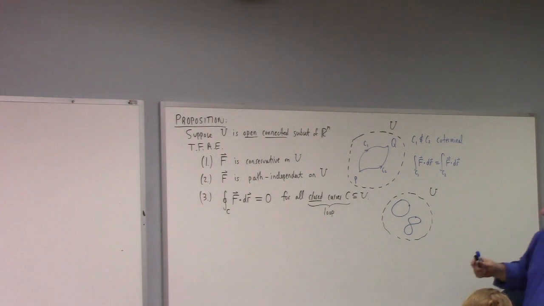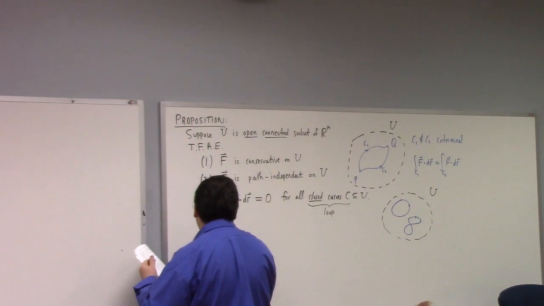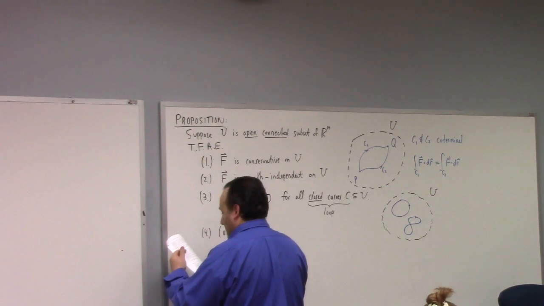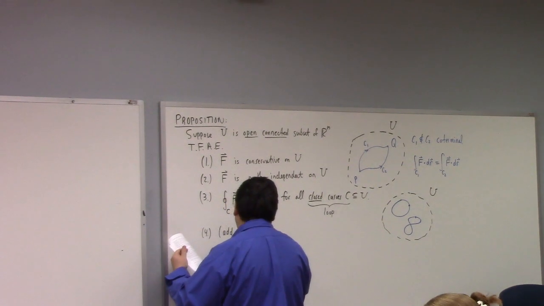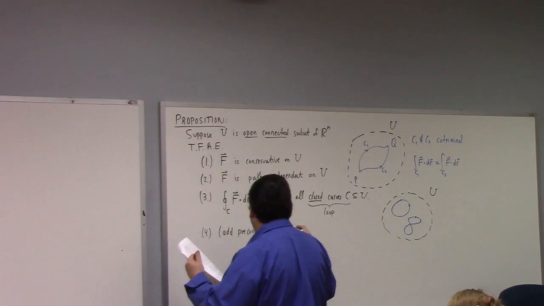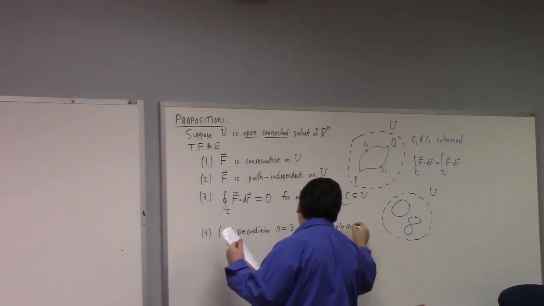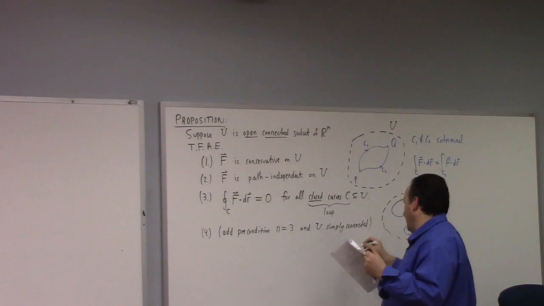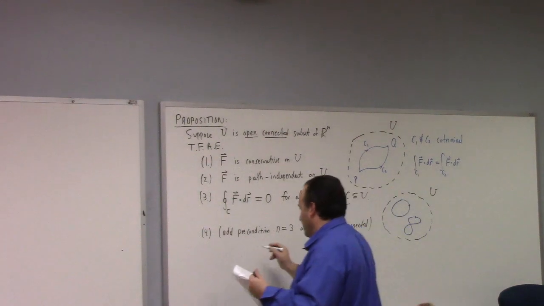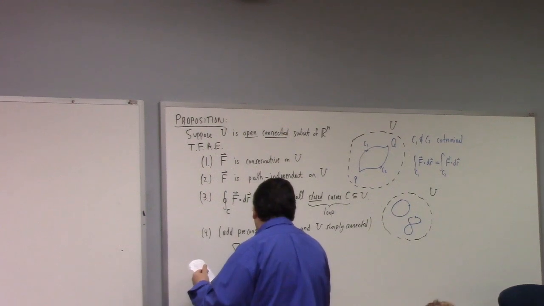And then point number 4, and this is the slightly tricky one, and here we specialize, okay? Here we add preconditions: n equals 3 for the dimension, and U simply connected. So we add that assumption. In view of that assumption, we can put on the list the curl of F is equal to 0.